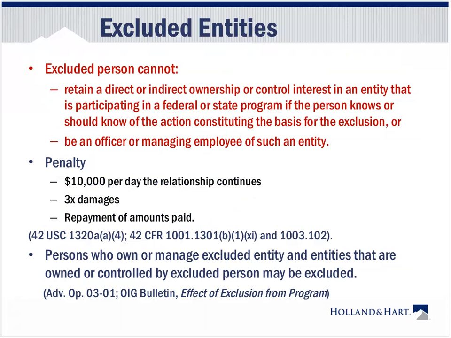In addition, an excluded person cannot retain a direct or indirect ownership or control interest in an entity that is participating in a federal or state program if the person knows or should know of the action constituting the basis for the exclusion, or be an officer or managing employee of such entity. Penalties for that, $10,000 per day that their relationship continues. And you could also get hit with treble damages and then repayment of amounts paid. Persons who own or manage excluded entity and entities that are owned or controlled by excluded persons may be excluded.